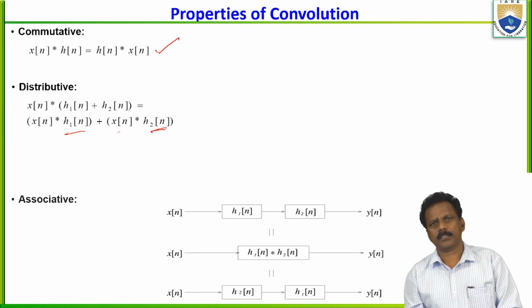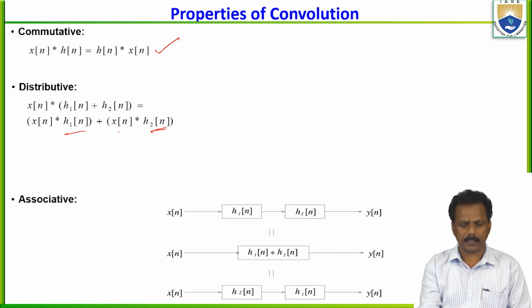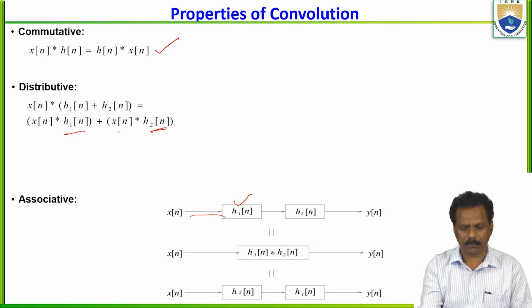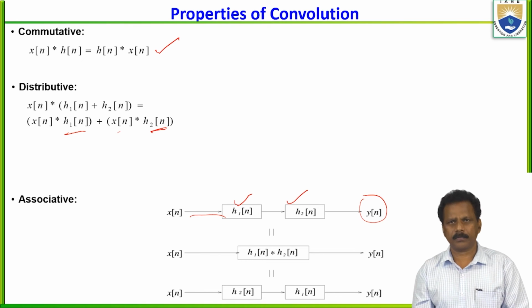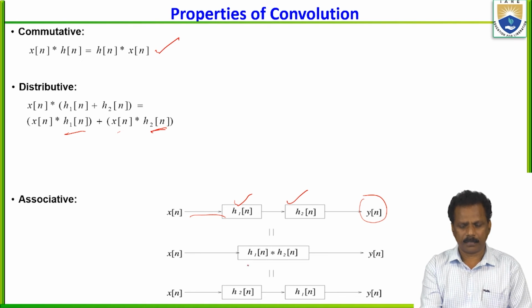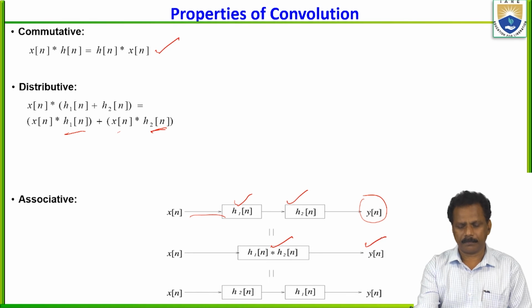Okay. Next, the associative property, where x of n is given to h1 of n. The output response x1 of n is then given to h2 of n, so finally we will get the output y of n. Next, after how it is associated, where x of n and h1 of n are convolved with h2 of n, then we will write the output y of n.